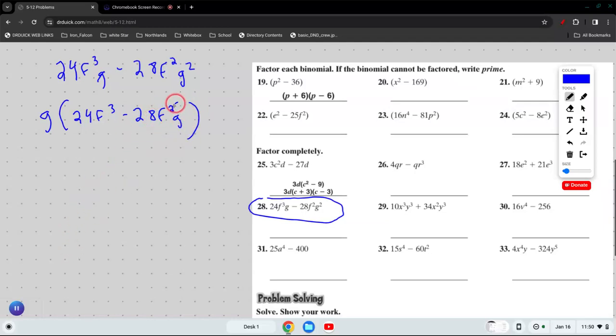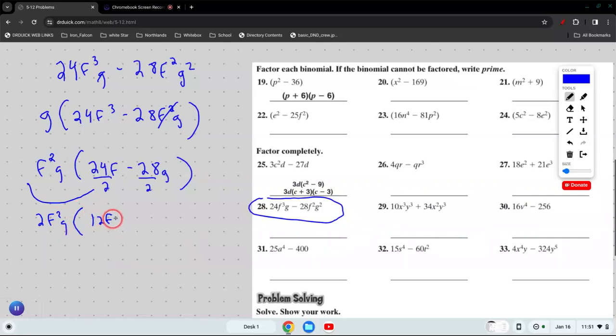Let's get rid of some f's. So we're going to take this guy out. So that's going to make that a 1. So it's going to be f squared g times 24f minus 28g. Right? Let's say I want to factor out a 2. Right? You do this in stages. I'm doing this on purpose, right? The 2 is going to come out in front. 2f squared g times 12f minus 14g.